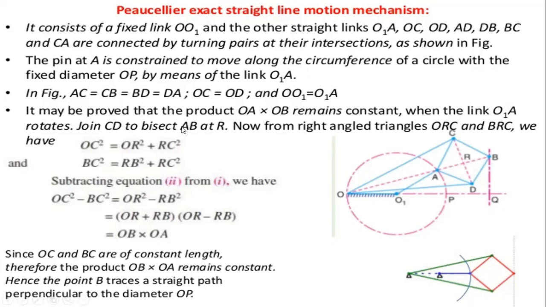Next, join CD to bisect AB at R. So we are joining the CD line, which is the intersection line and the diagonal of the square, and we are also joining AB. So this consists of two diagonals, CD and AB, and this intersection point is R.